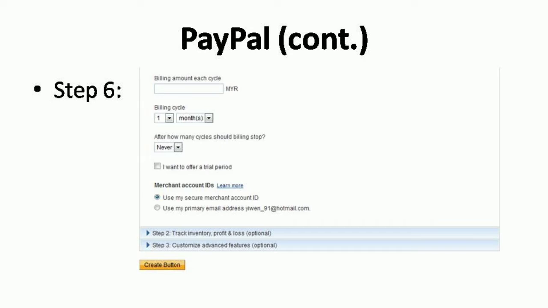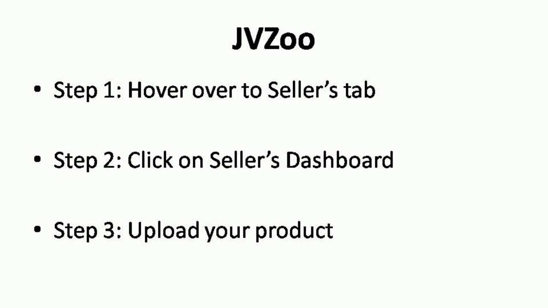The billing cycle will be 1 month. And last but not least, you must set how many cycles PayPal should stop billing the subscribers. In this case, it would be 12. PayPal will stop billing the subscribers after 12 months. Unlike PayPal, the procedure for JVZoo may have a few more extra steps. So let's get started with JVZoo.